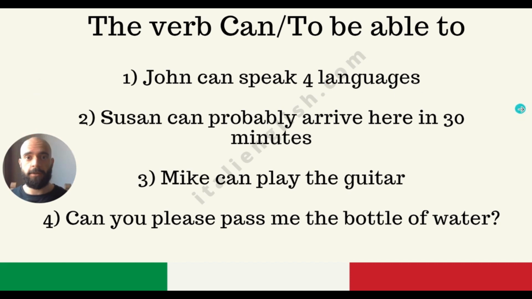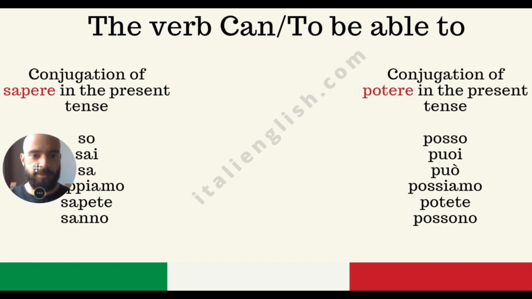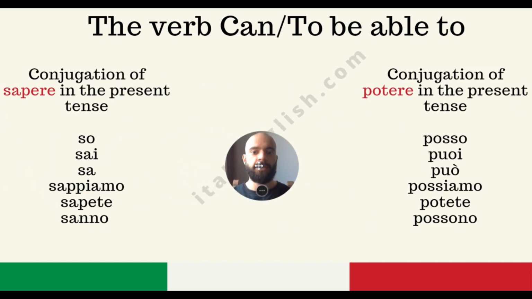Now, assuming the difference between sapere and potere, the two ways we have to translate can, is clear, let's move on. Let's see the 2 conjugations. Again, if you haven't seen the module about the grammar, which is mandatory, stop right now and go back, watch the module about grammar.